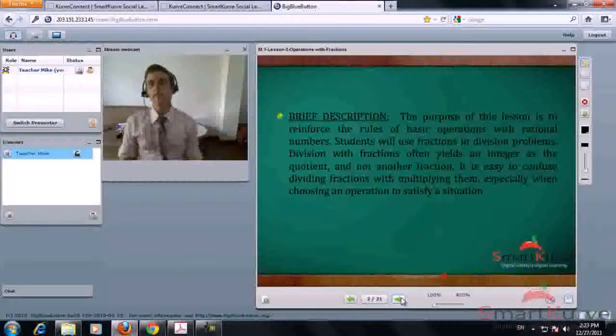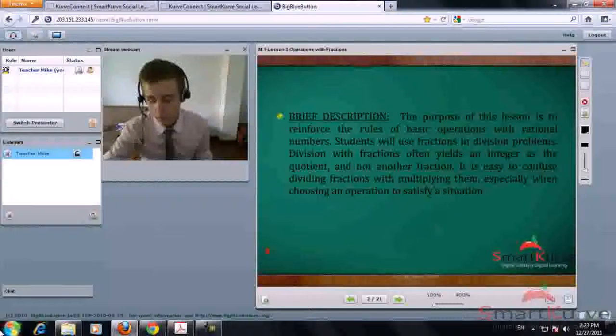The purpose of this lesson is to reinforce the rules of basic operations with rational numbers. Students will use fractions in division problems. Division with fractions often yields an integer as the quotient, and not another fraction. It is easy to confuse dividing fractions with multiplying them, especially when choosing an operation to satisfy a situation.